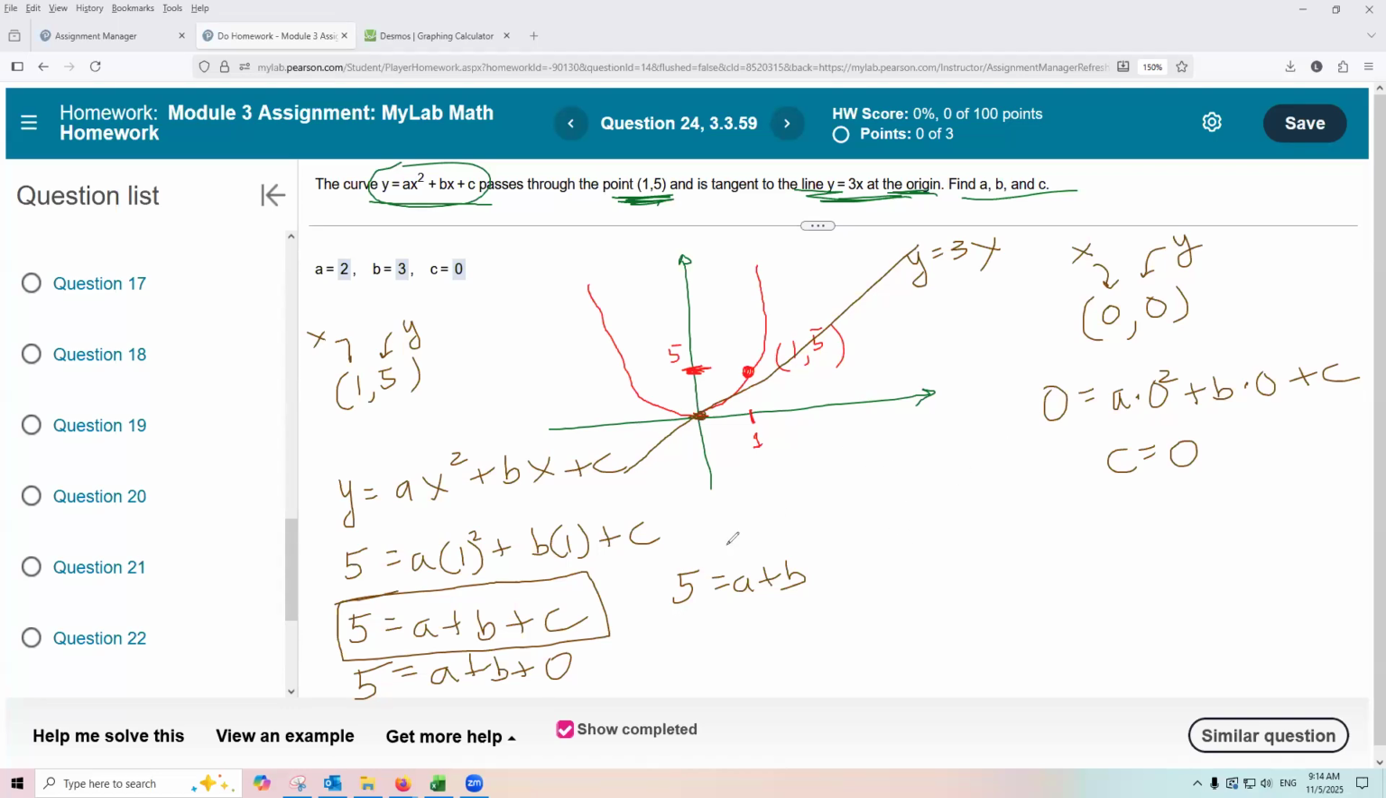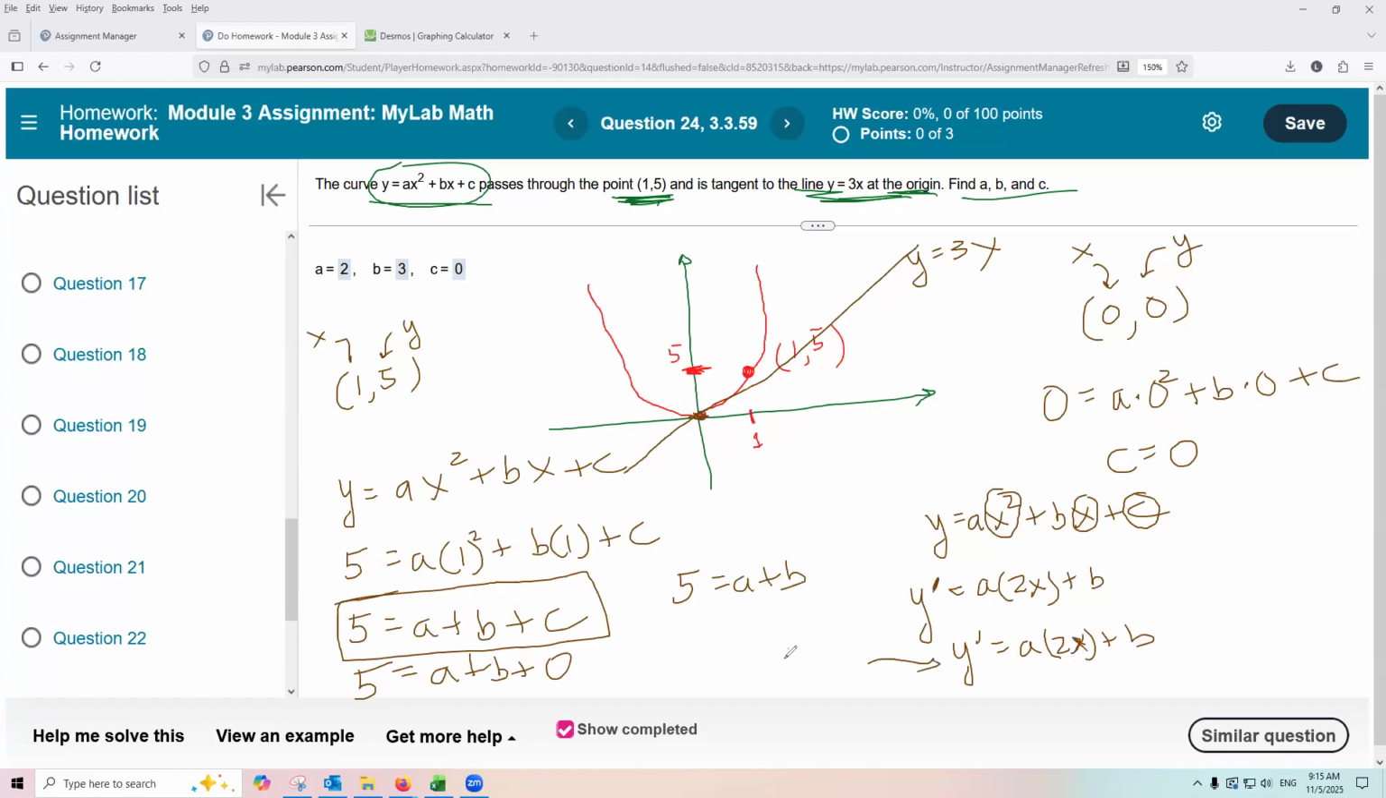Well, let's use the tangent line. If I take the derivative of y, so y is ax squared plus bx plus c, the derivative of x squared is 2x, so it's going to be a times 2x. The derivative of x is just 1, so that's b times 1. The derivative of a constant is 0. So I end up with y prime equals a times 2x plus b.